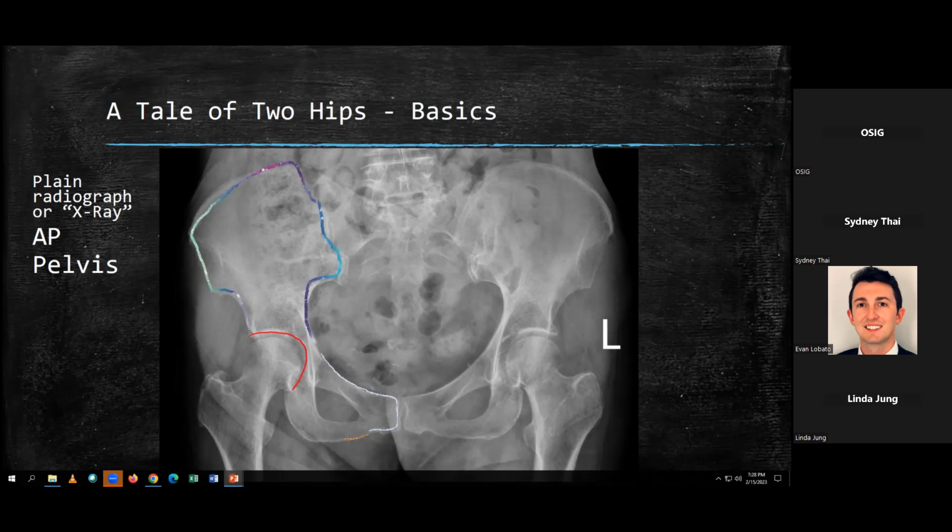So ilium. I was supposed to draw it around, but it doesn't do that. I think this is an old PowerPoint version. So femoral head, neck, greater trochanter in black, lesser in green. Ischium in that goldish color, and the ilium.